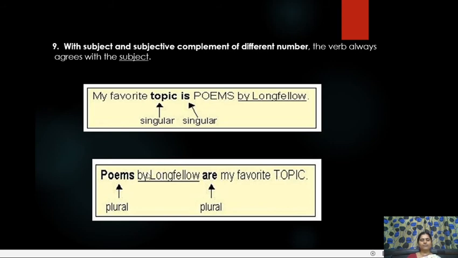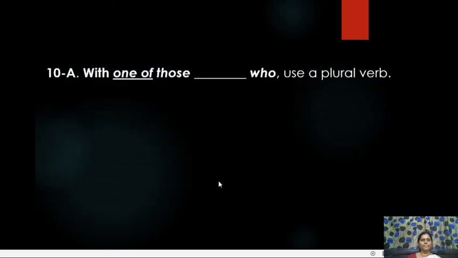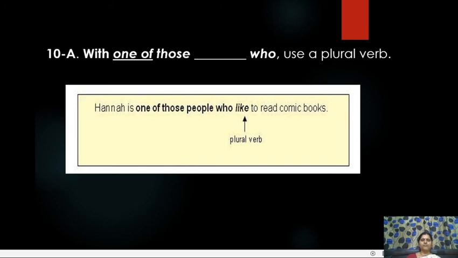Poems by Longfellow. Here the subject again changed. Poems is a plural subject, and so the verb we used is also a plural one. With one of those, we use a plural verb. See the example. Hannah is one of those people who like to read comic books. So such kind of expression, one of those who. Hannah is one of those people who like to read.